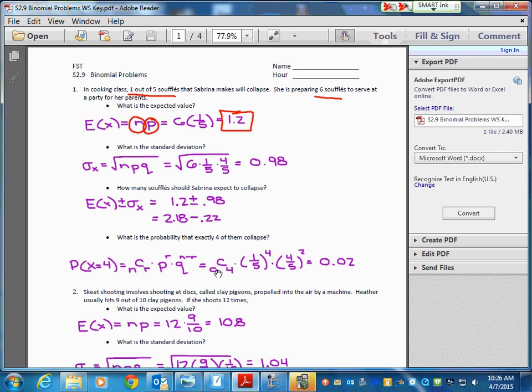Now, that's the expected value. That's what we're expecting to happen. Obviously, 1.2 souffles cannot collapse. Okay, that's not possible. Do not round your answer right now. Keep it as a decimal for what we're going to do eventually.